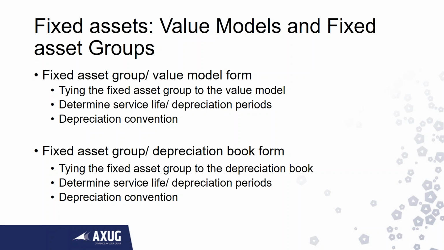We also have the fixed asset group and depreciation book form, which is essentially the same kind of functionality as the value model form. It just differs slightly that it's a depreciation book. And one more thing I wanted to mention is that these are defaults. So when you create an asset, any of this information, like the service life or the depreciation convention, can be changed per asset when it's created.